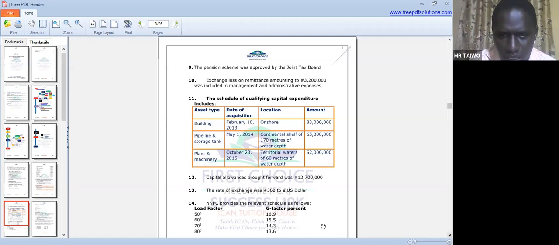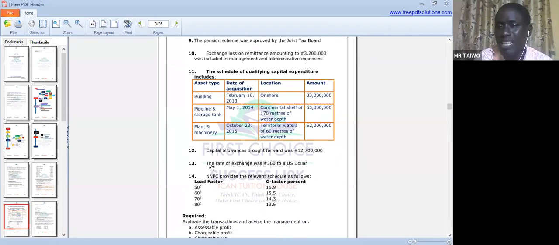Now, for the gas, we talked about it the other time. You know, I told you that they will give us a load factor. Look at the load factor. Now, here is an example of a load factor and their corresponding G factor. But if you look at the gas that we are talking about, they did not give us the G factor. This is what you are looking for.